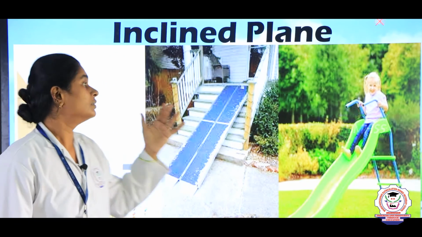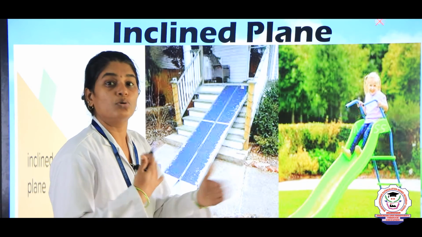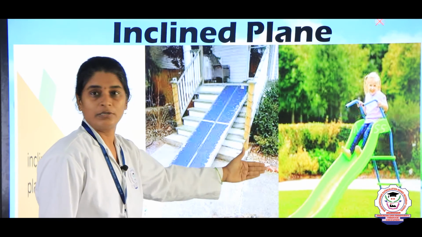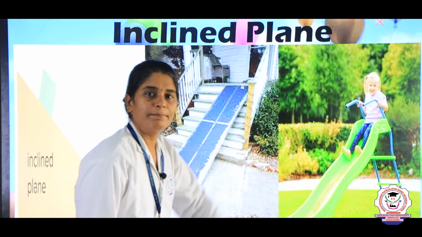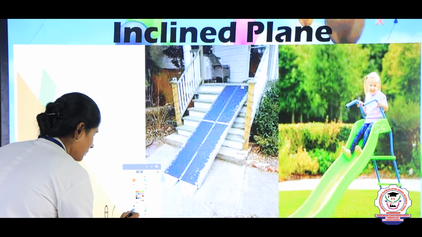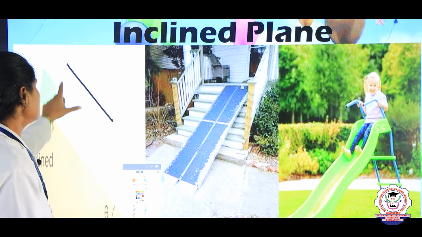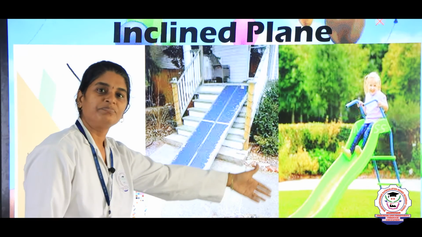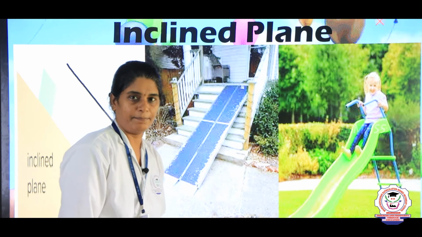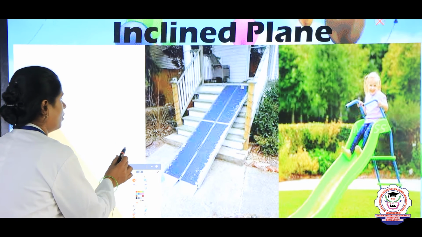So we can see inclined planes in the roads of hilly areas, and in slides and ramps. So these are all examples of the inclined plane. Inclined plane is nothing but like a slide. So slide and ramp, these are the examples of the inclined plane, right.